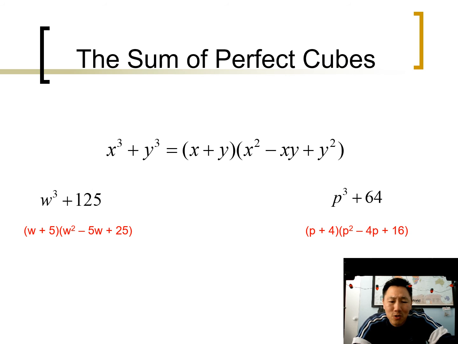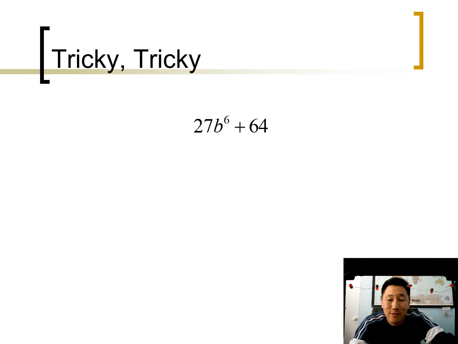All right, let's do some tricky problems, see how tricky they get. All right, two trickies. All right, let's see. 27 is a perfect cube. It's 3 times 3 times 3. 64 is a perfect cube. It's 4 times 4 times 4. But then how do we get the b to the 6 to be a perfect cube? Right now it's the perfect 6th power. But how do we get it to a perfect cube?